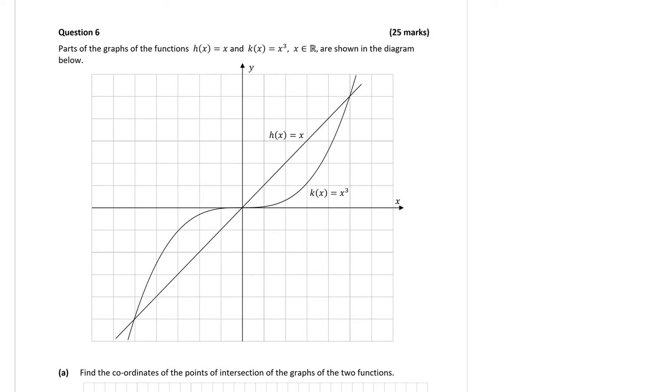Here I'm going to go through a Leaving Cert past paper question. It came up in 2018. It's paper 1, question 6. And it has to do with functions, graphs of functions. You are asked to find the coordinates of the points of intersection.